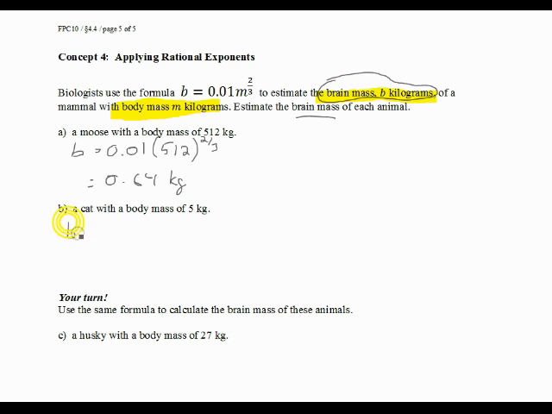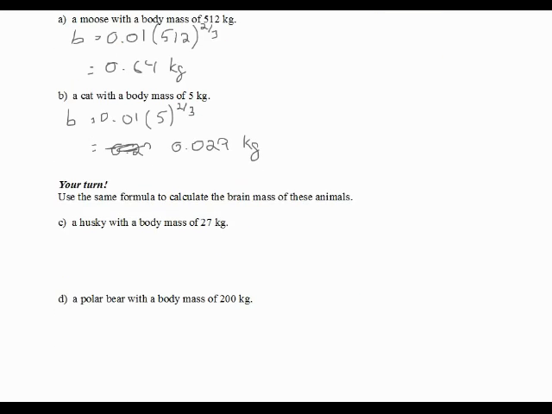For this one, same equation, 0.01. We're just going to put the cat's mass in here instead of the moose, to the 2 over 3. And that equals 0.029 kilograms. Okay? And pause the video, try the last two questions.